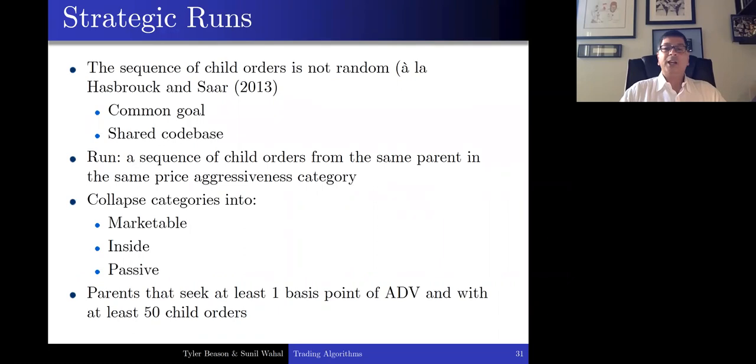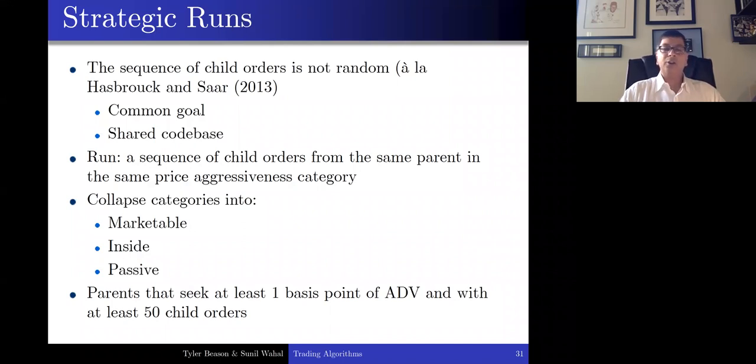A sequence of child orders is obviously not random. A very nice paper by Hasbrouck and Saar some time back looked at not institutional data, but market-level data, and investigated this. But the child orders are not random, obviously. They have a common goal: they're trying to execute while minimizing costs, something like that. And they have a shared code base. So we're going to define a run as a sequence of child orders that comes from the same parent in the same price aggressiveness category.